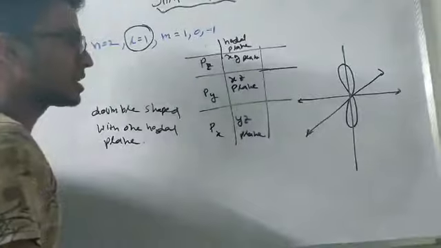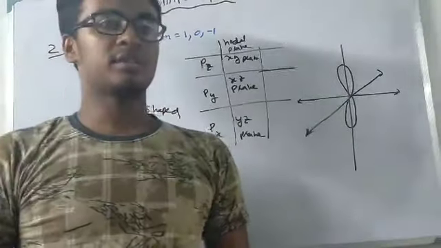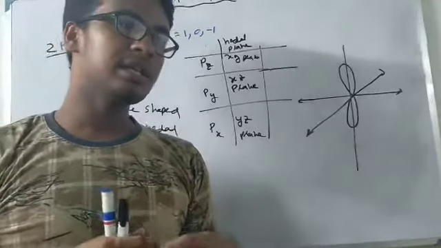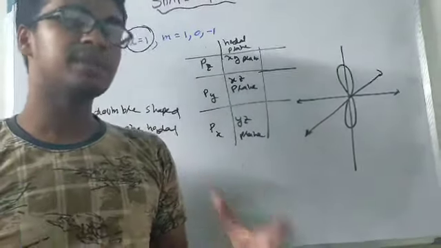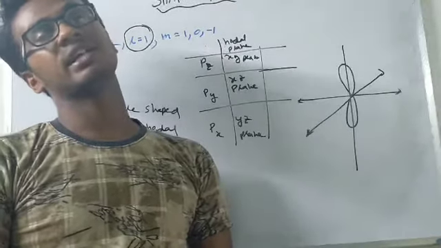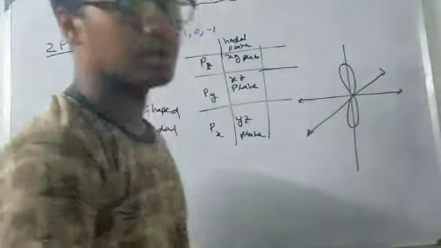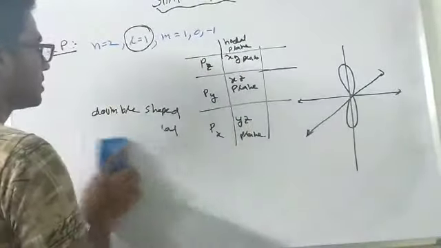So sometimes the definition of an orbital is written in such a manner: an orbital is a three-dimensional space around the nucleus where the probability of finding an electron is maximum. Sometimes in the books the definition of orbitals is written in this manner.